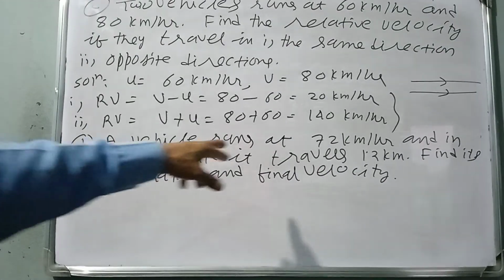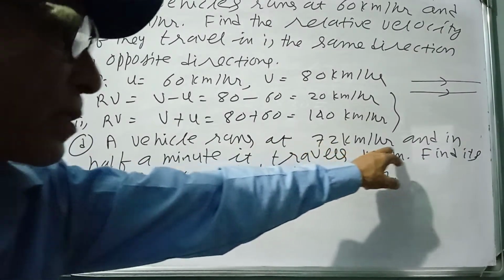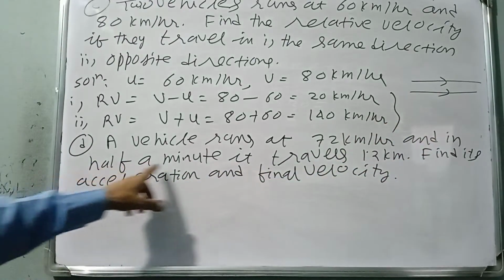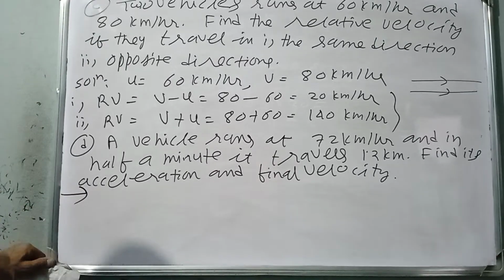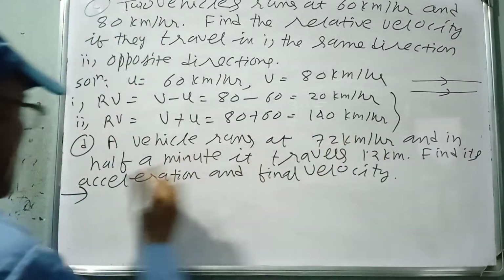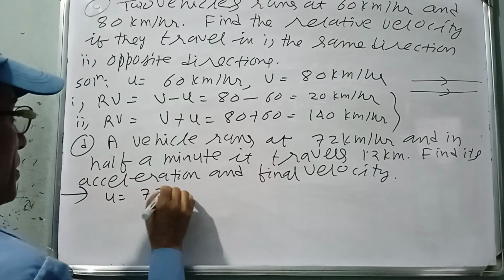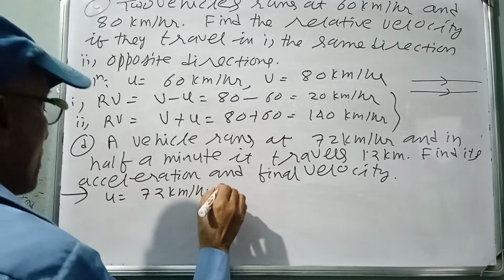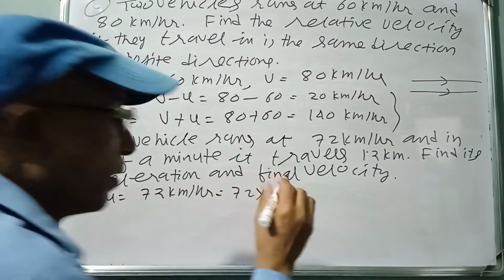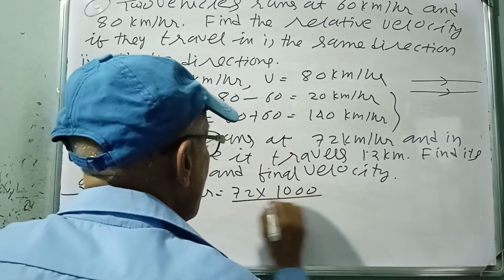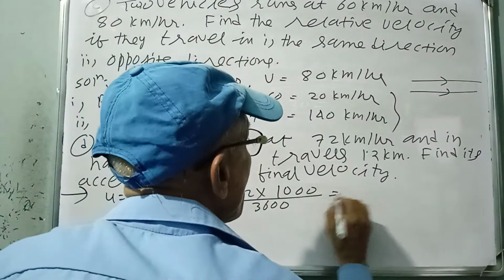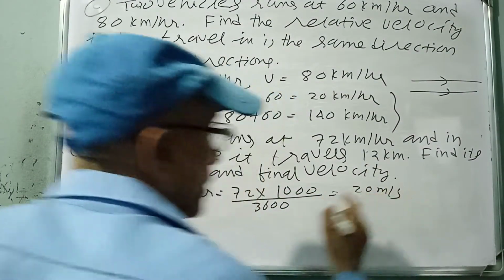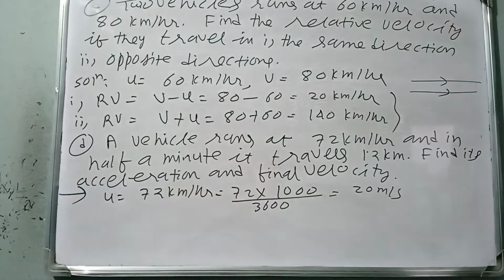A vehicle runs at an initial speed of 72 km per hour and in half a minute it travels 1.2 km. Find its acceleration and final velocity. How to solve? This one is u. U equals 72 km per hour. 72 into kilometer, 1000 by 3600. Hour to minute, minute to second. It becomes 20 meter per second. The first velocity is 20 meter per second.